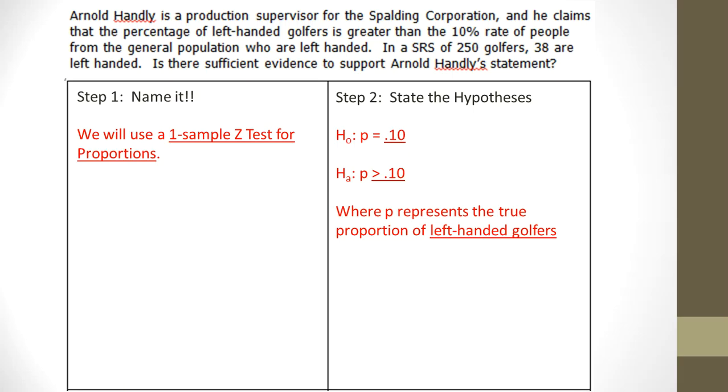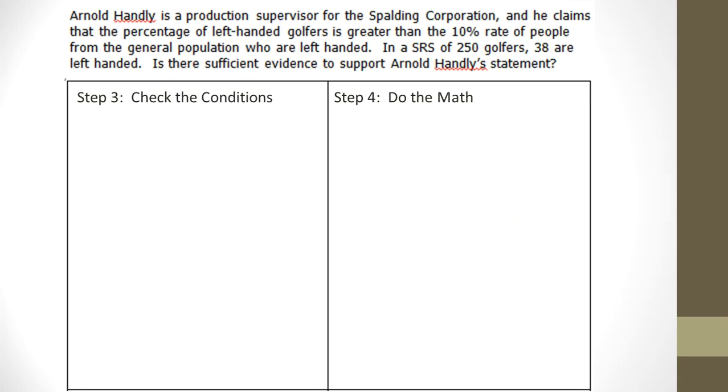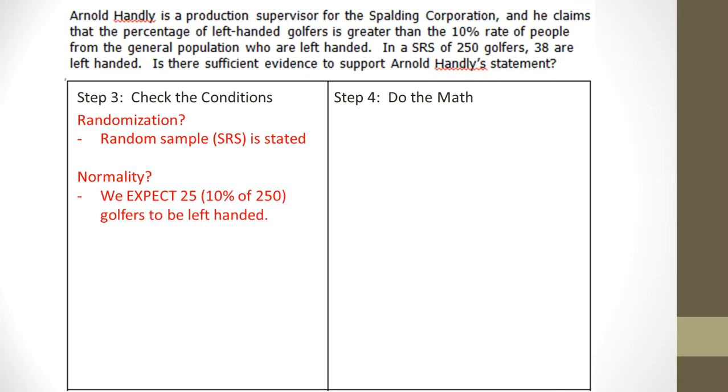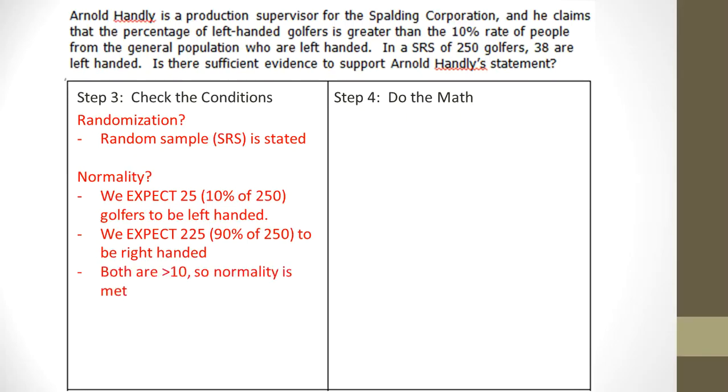We need to check our conditions. Remember, we need to check for randomization and normality. For randomization, we look back at our problem, and it does say that a random sample is stated. Remember, SRS stands for simple random sample. For normality, we need to check to see if we have enough successes and failures expected. So we expect 25 golfers to be left-handed because 10% of 250 is 25. That means we expect 225 to be right-handed, and both of those are greater than 10, so normality is met.